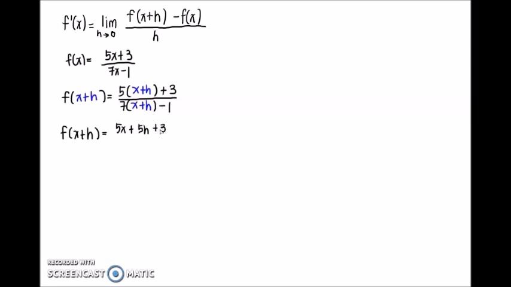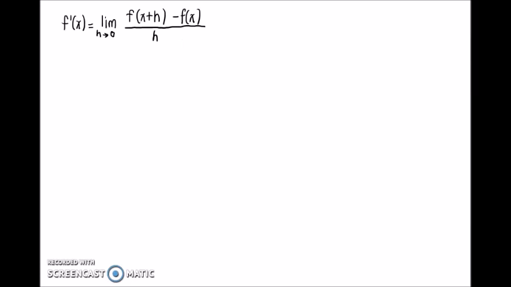plus 3. What I did was I distributed 5 to both x and h. So all over, do the same in the denominator. 7x plus 7h minus 1. Now we could not simplify it further. So now that we have f of x plus h, we can now get the derivative of f of x by substituting these to our formula. So let's move it to another page.